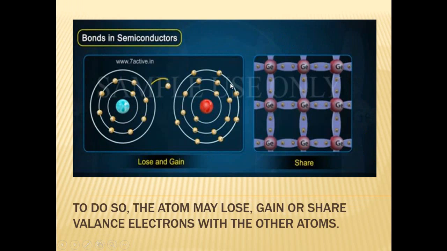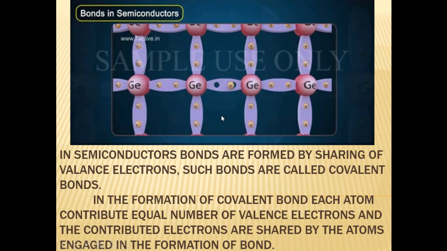To do so, the atom may lose, gain or share valence electrons with the other atoms. In semiconductors, bonds are formed by sharing of valence electrons. Such bonds are called covalent bonds. In the formation of a covalent bond, each atom contributes an equal number of valence electrons, and the contributed electrons are shared by the atoms engaged in the formation of the bond.